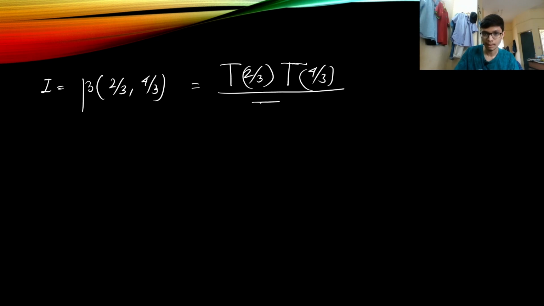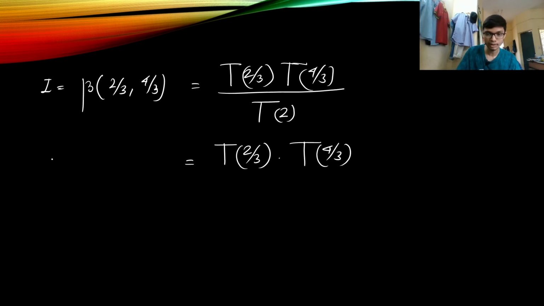We already know how to solve a beta function, by the use of the gamma function. This will become gamma of 2 by 3 multiplied with gamma of 4 by 3, divided by gamma of (2 by 3 plus 4 by 3), which is gamma of 2. Gamma of 2 is equal to 1 factorial, which is 1, so this becomes gamma of 2 by 3 multiplied with gamma of 4 by 3.